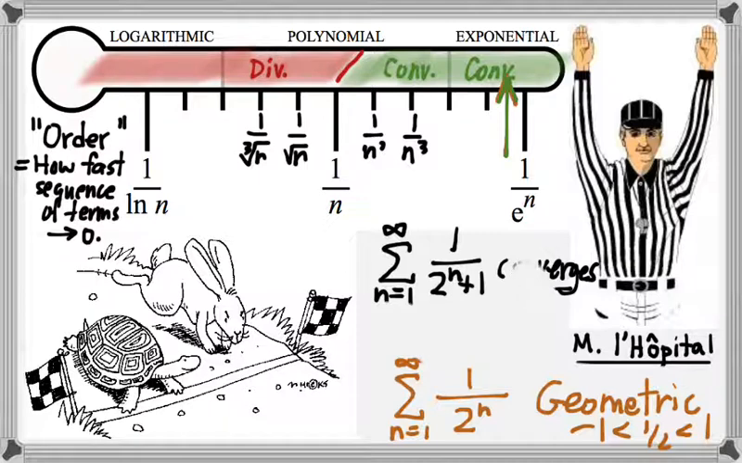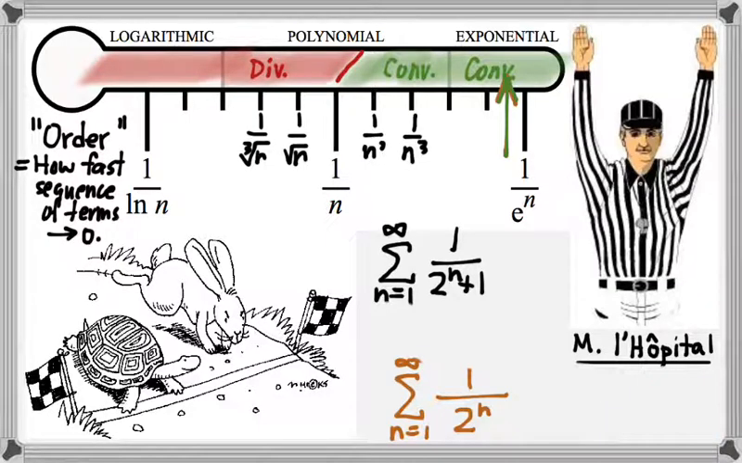The race between the terms of 1 over 2 to the n plus 1 and the terms of 1 over 2 to the n. And it just so turns out that that referee has a name. And his name is Monsieur L'Hôpital. So you learned about L'Hôpital's rule in Calc 1 as a means by which to compute the limit of a quotient, or a limit of a product, or really the limit of an indeterminate form. Well, it turns out that what was really happening behind the scenes of L'Hôpital's rule is the same thing that's happening here.